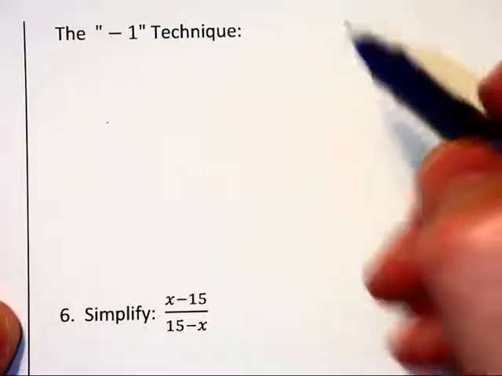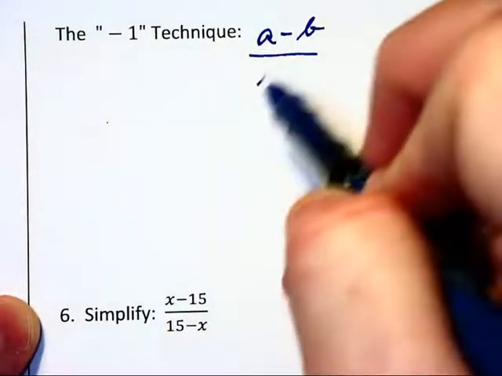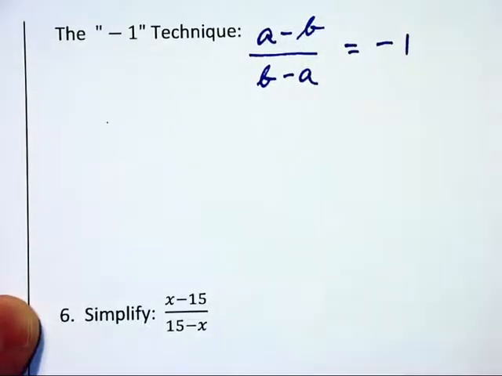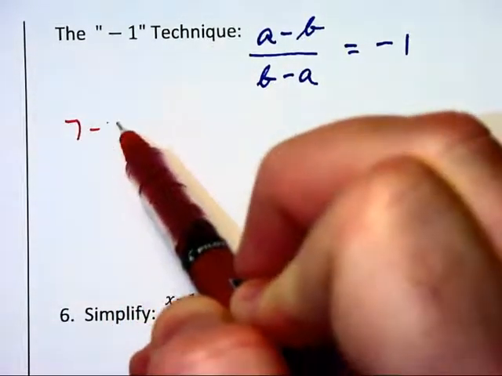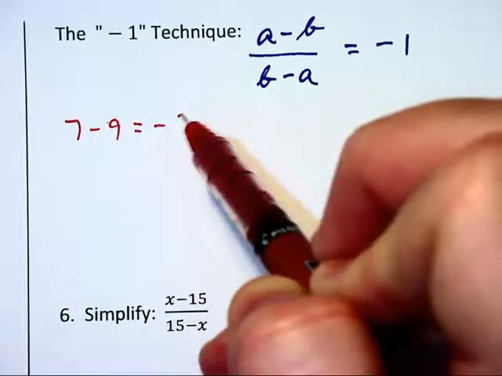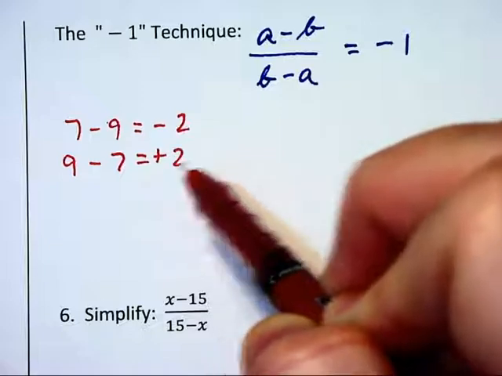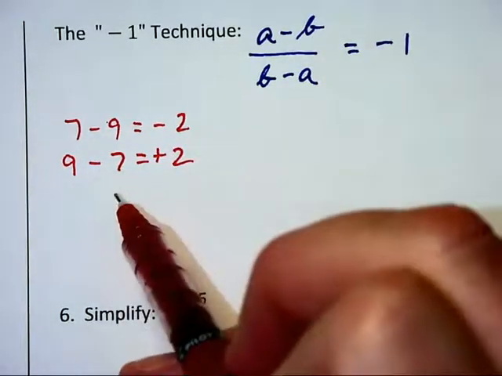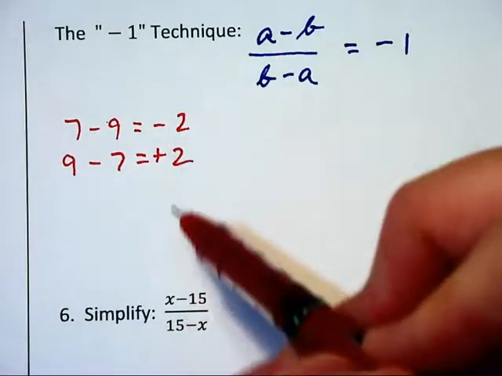The -1 technique basically says that anytime you have a minus b divided by b minus a, that will equal -1. Now let's take a look at why. You know that subtraction is not commutative. If you have 7 minus 9, that equals -2, but 9 minus 7 is equal to +2. You do not get the same answer when you change the order of subtraction, but you do get the same value of 2, just the signs are opposite.